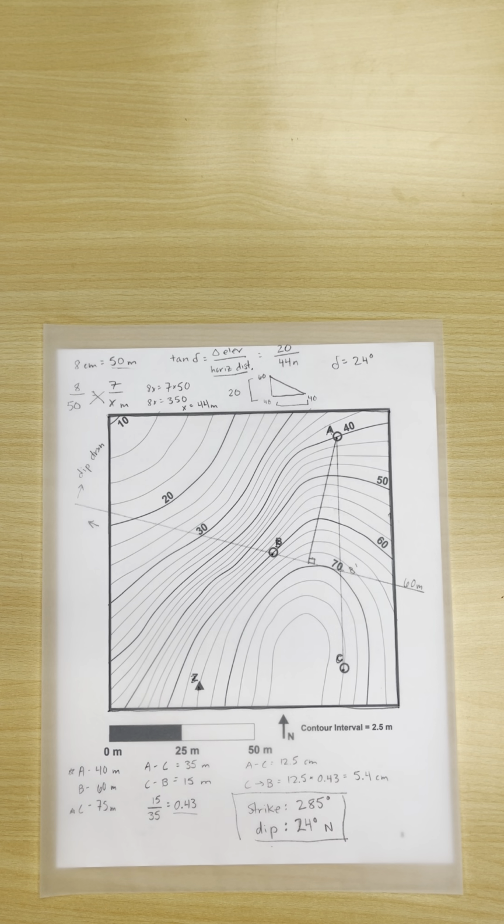The next thing I'm going to do in the next video is we are going to use this strike and dip to draw structural contours, make a structure contour map for this whole map, and we will determine the thickness of the shale unit and draw an outcrop pattern. I'm going to make a new video for that.